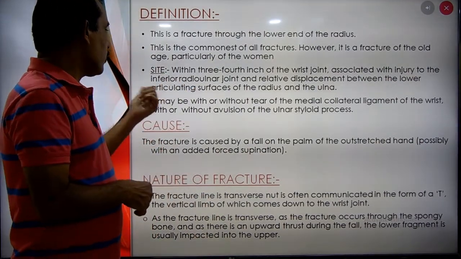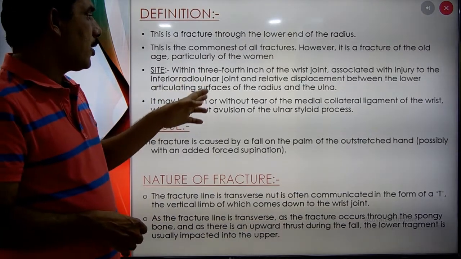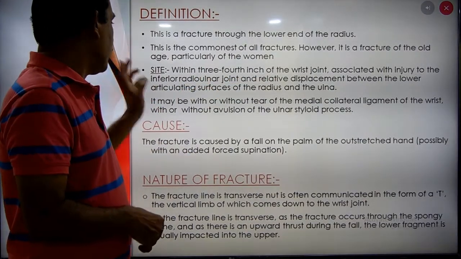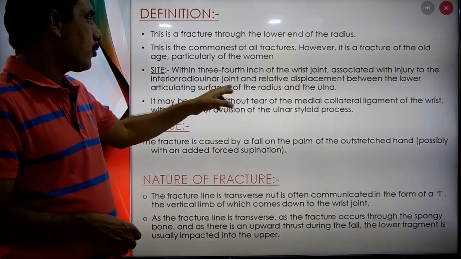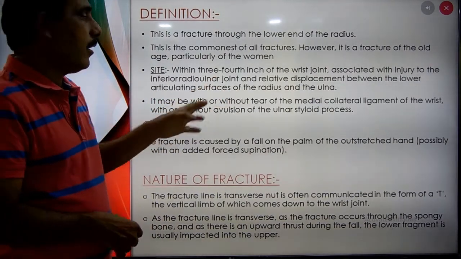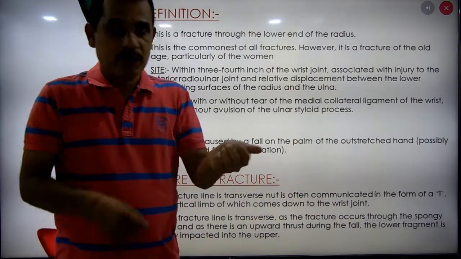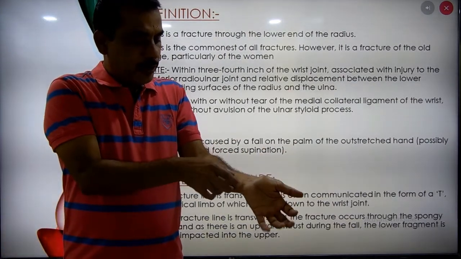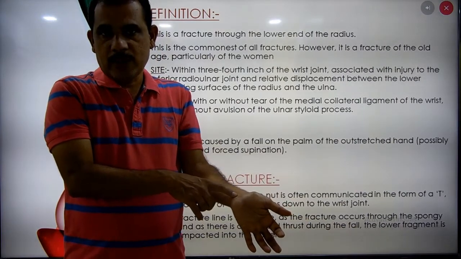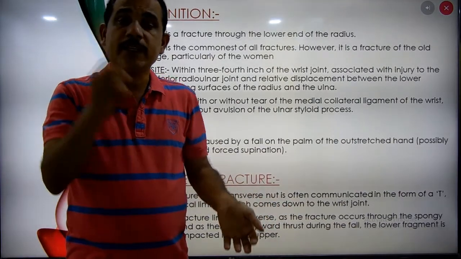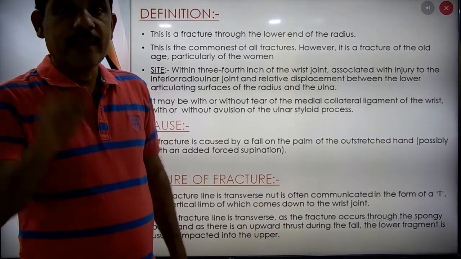It is associated with the inferior radioulnar joint and the relative displacement between the lower articulating surfaces of the radius and the ulna. It means what? The inferior radioulnar joint, where radius and ulna join together, will also get injured, and the lower articular surfaces of the radius and ulna also get injured.